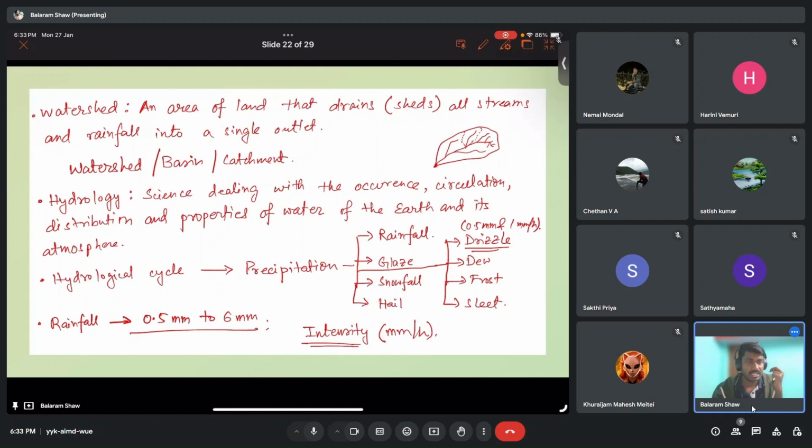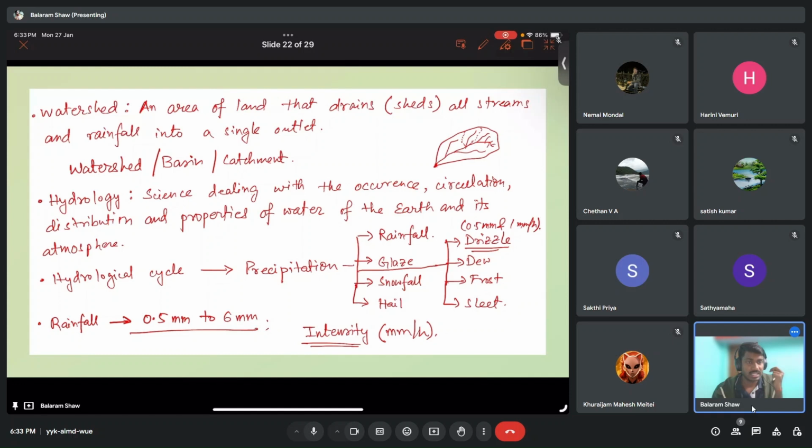Okay, so with this we'll just see one question first. The first question is: which of the following processes is a key component of the hydrological cycle? In the hydrological cycle we have studied so many hydrological components. So among these, what do you think is a basic key component present in the hydrological cycle? Anyone?